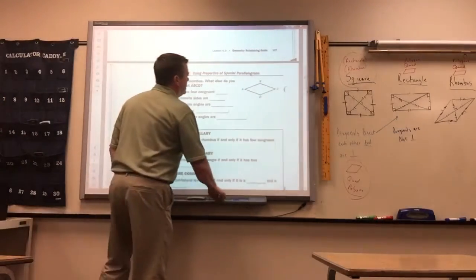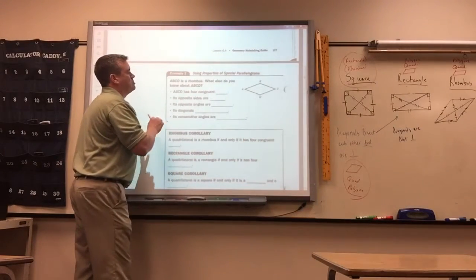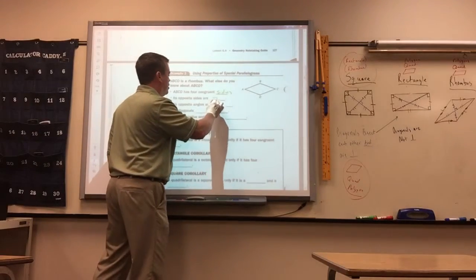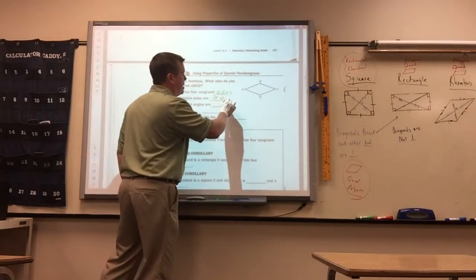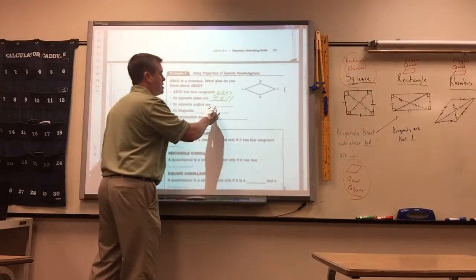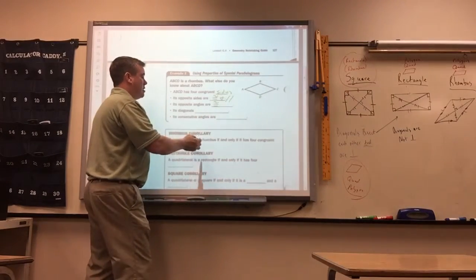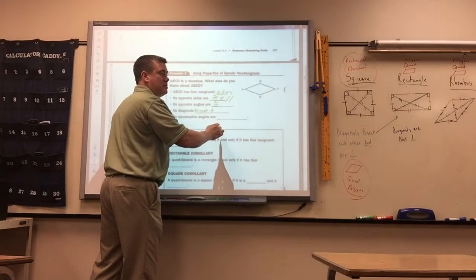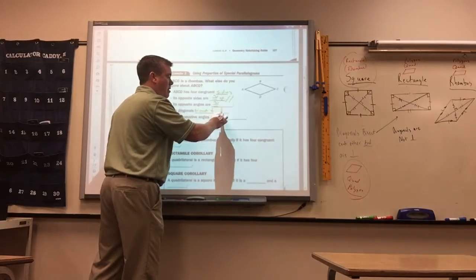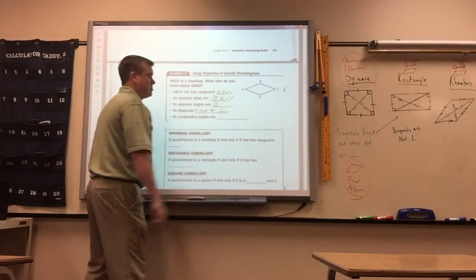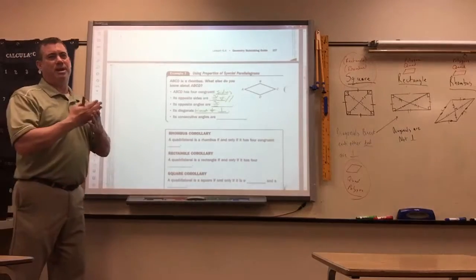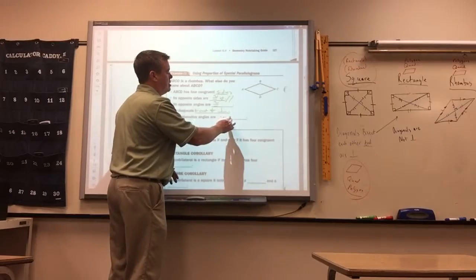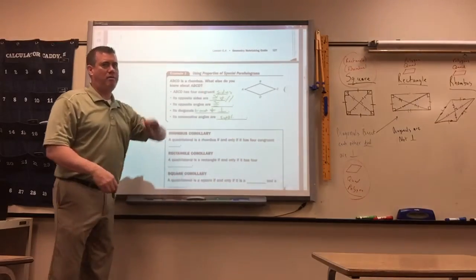Okay, ABCD is a rhombus. What else do you know? It has 4 congruent sides. Opposite sides are congruent and parallel, right? Opposite angles are congruent. Its diagonals bisect and are perpendicular. They form a 90. And the consecutive angles are supplementary. Remember, consecutive are any 2 in a row.